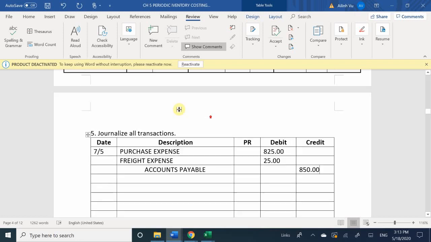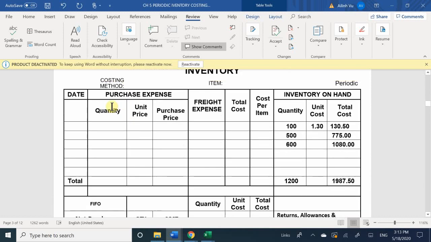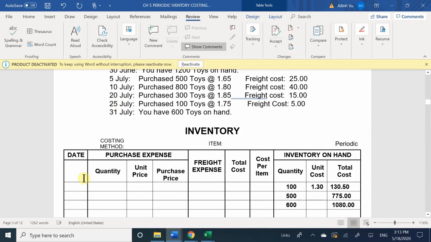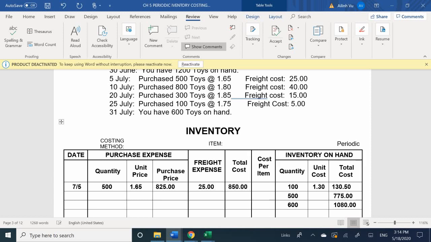Okay. So now we have to go up here and post it up here. So let me make it like that. 500 items at $1.65 each. $825 plus $25 gives us a grand total of $850. What is our cost per item? $1.70. Okay. What happened next?